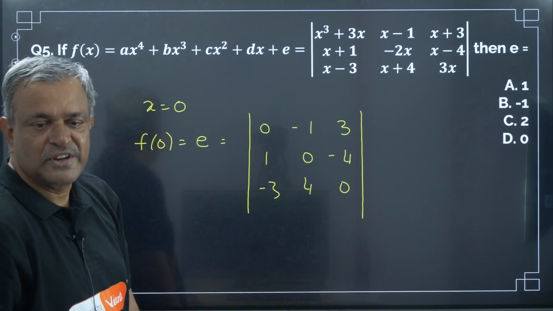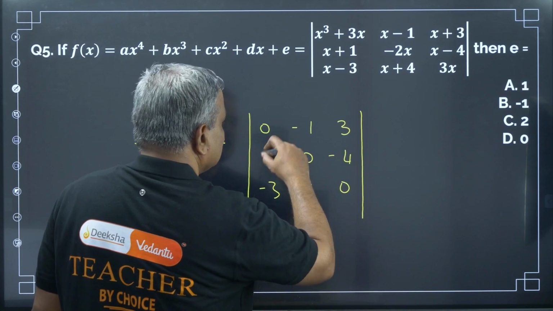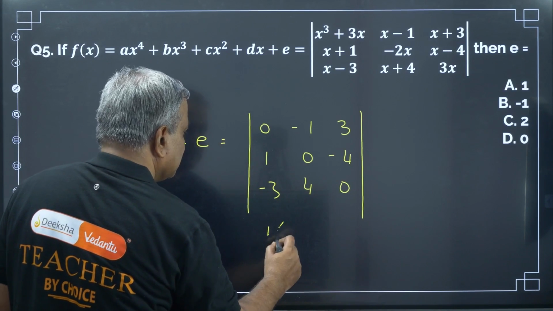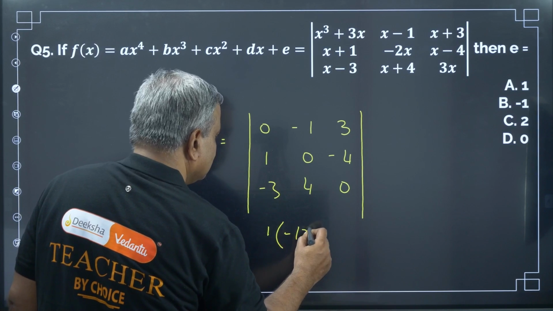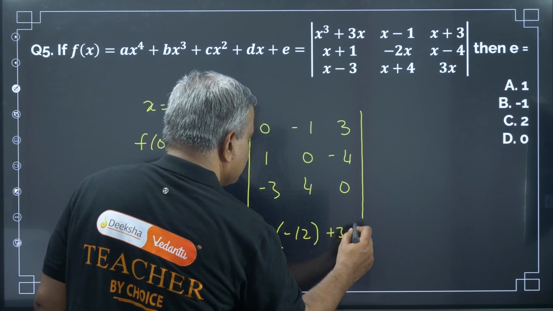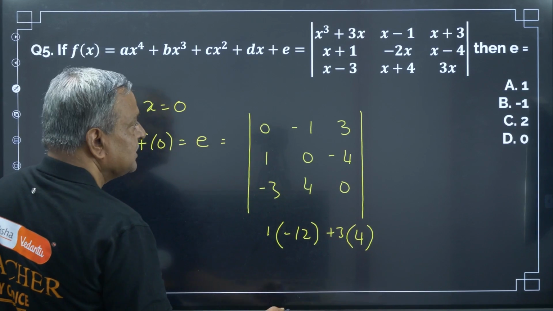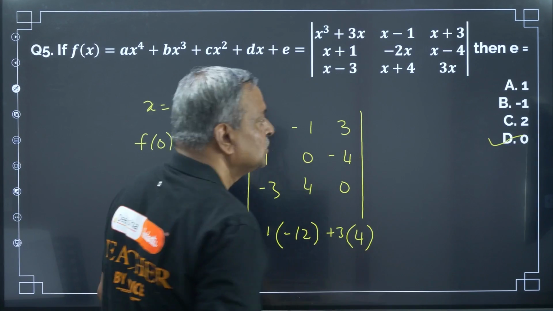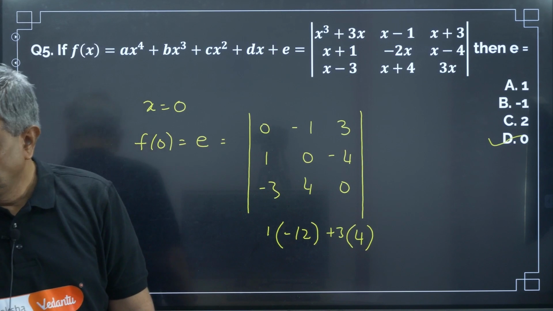Remaining is very simple. You have to just evaluate the determinant. This is already 0, this is minus minus plus 1. So this is 0 minus 12, after that 3, and this is 4. So 12 minus 12, the answer is 0. It's a simple concept. E is equal to 0.